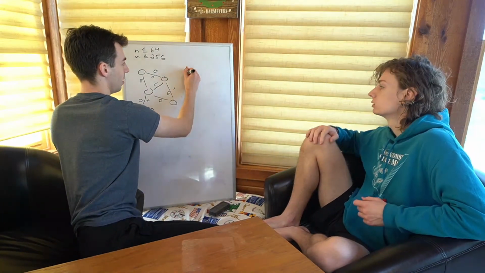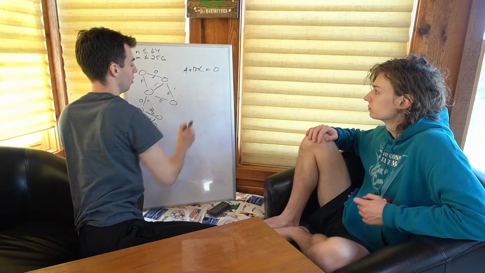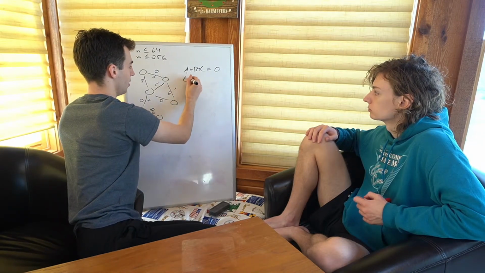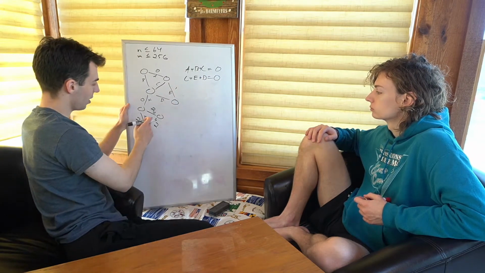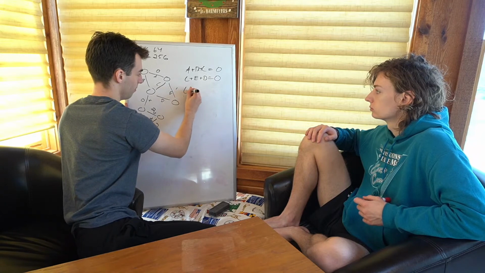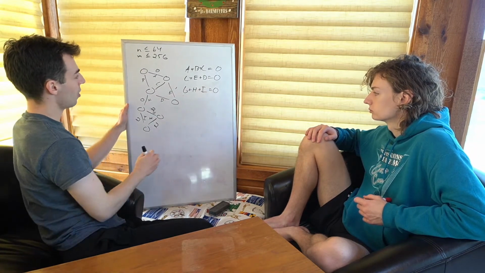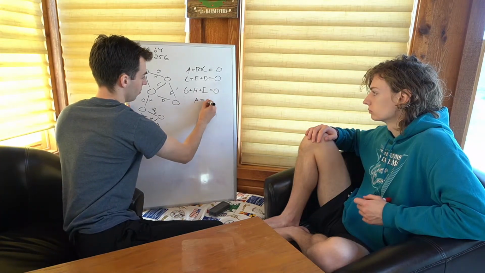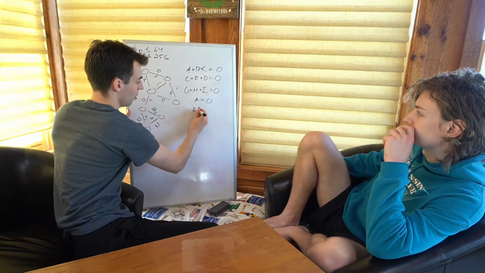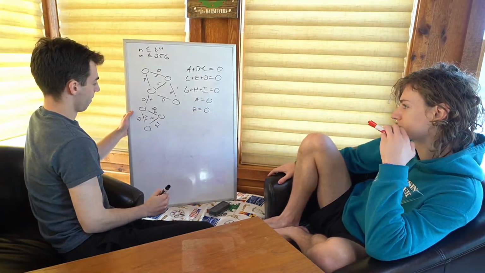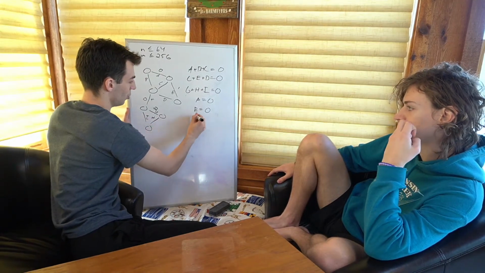So we've got A plus B plus C equals 0. We have C plus E plus D equals 0. Then we have G plus H plus I equals 0. We also have A equals 0, because we know it's forced to be 0. We have E equals 0. Oh, this is like systems of equations? Yeah, basically. And then we have G equals 2.